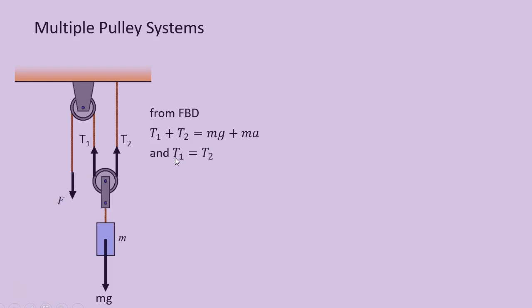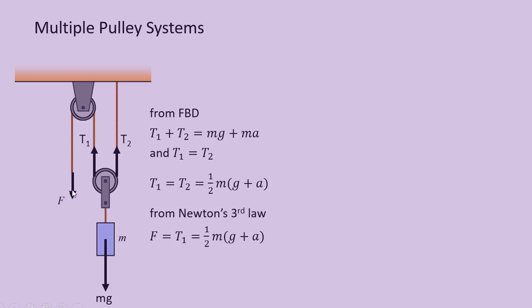We know from Newton's third law that anywhere on the rope the tension is the same, so T1 is equal to T2. Therefore, we can come up with an equation for the tension in the rope, and it's 1/2 the mass of the block times the sum of the acceleration due to gravity and the acceleration of the block. And of course, from Newton's third law, we know that the force on this end of the rope has to be equal to the tension anywhere else in the rope. So this will tell us how hard we have to pull on the rope in order to achieve this acceleration.